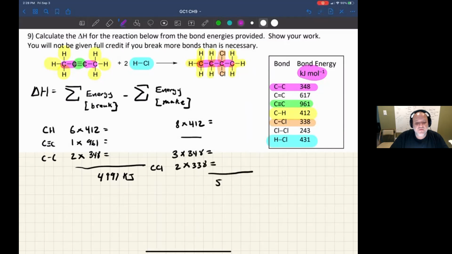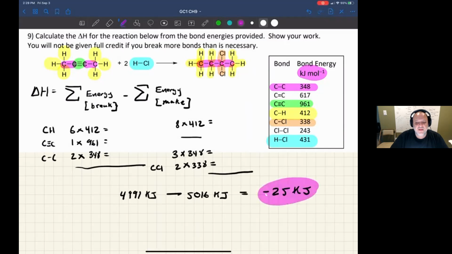Now I'm going to add all of those together. I get 5,016 kilojoules. And now let's go ahead and subtract the 2, and you get negative 25 kilojoules. And that's the delta H for the reaction.